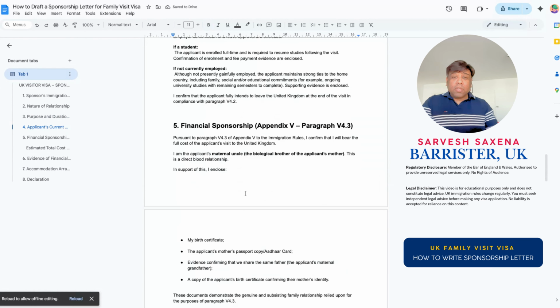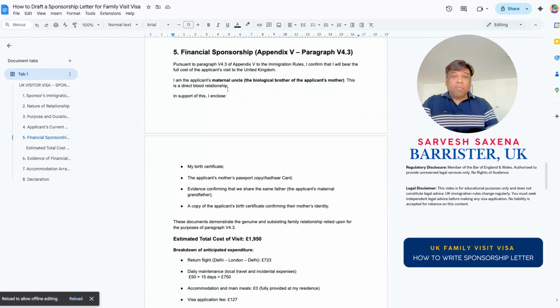Now, the financial sponsorship, paragraph V4.3 of Appendix V to the Immigration Rules: I confirm I will bear the full cost of the applicant's visit to the UK. This is really important, because now you're saying that here is a student who's my niece, and I'm inviting her for a family visit or for a vacation of 15 days. So I'm paying for that trip. He or she has to explicitly state that.